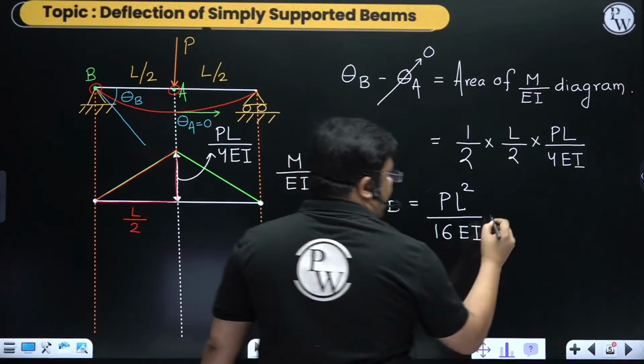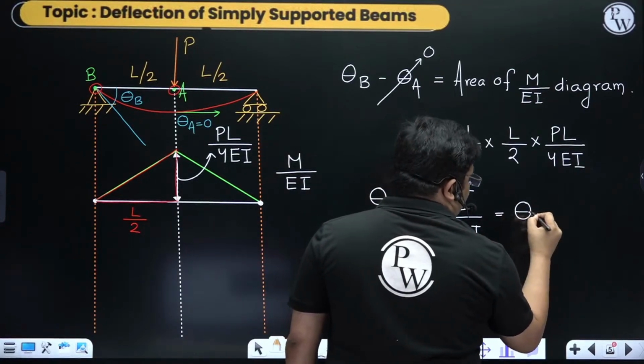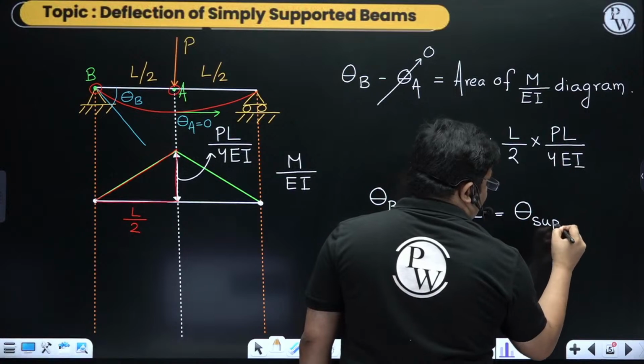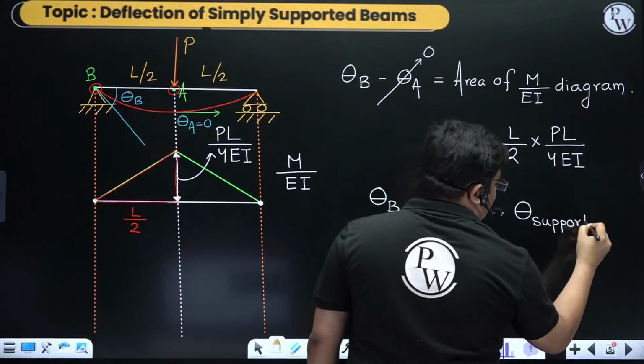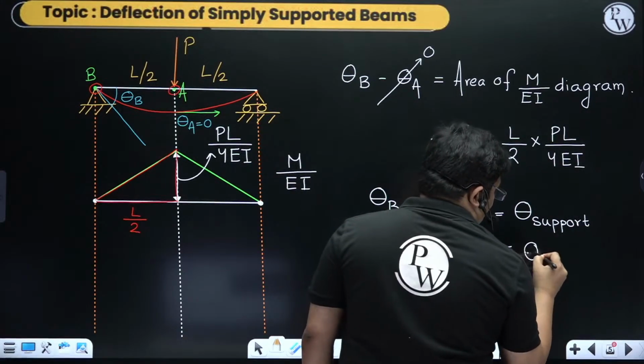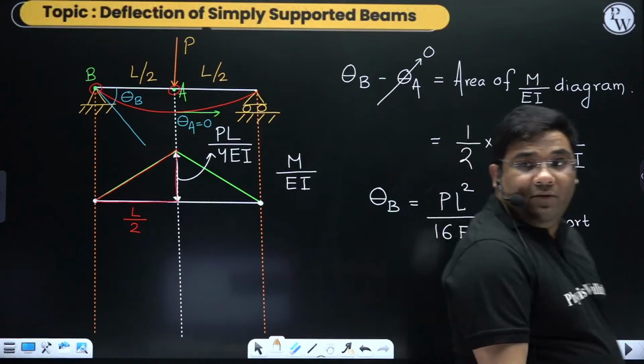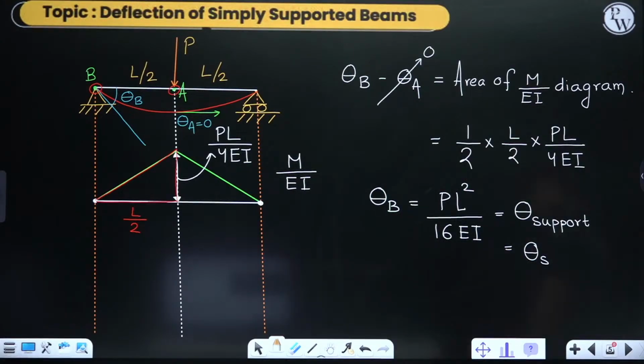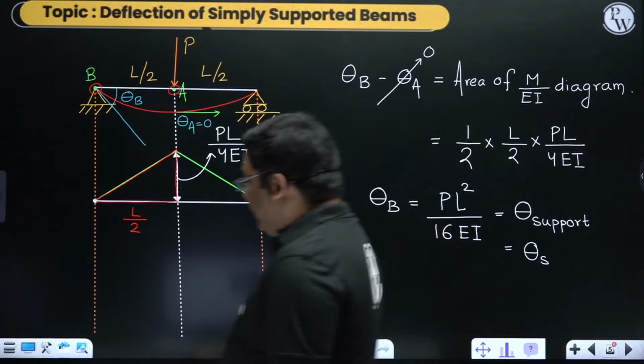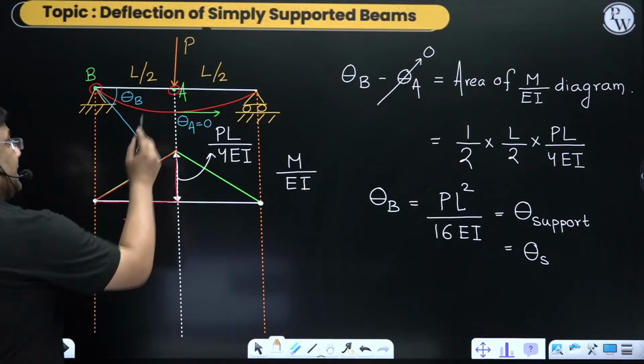And by the way, this is the slope at the supports. This is the slope we get at the supports of a simply supported beam when the load is acting at the center. Yes, very nice. We got this. Next, if I am interested to find out the deflection.